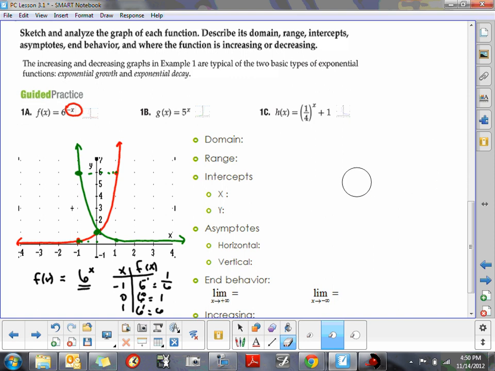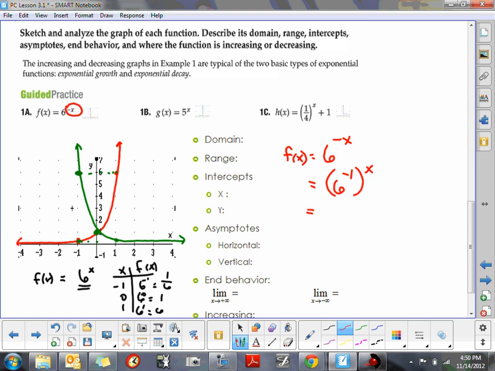The other way to look at this is using your flexibility of exponent rules. This is 6 raised to the negative x, which is the same thing as saying this is 6 raised to the negative 1 raised to the x, which is the same thing as 1/6 raised to the x. And now you can test your points for x and f of x, and you're going to get very similar results to what we just talked about.